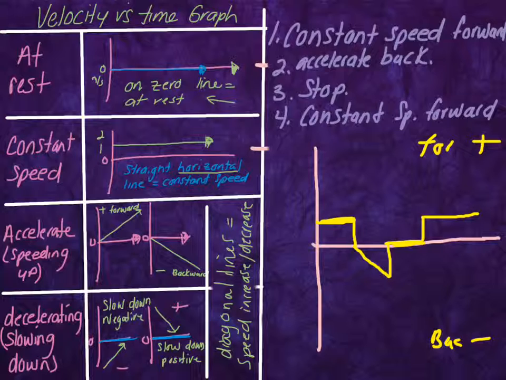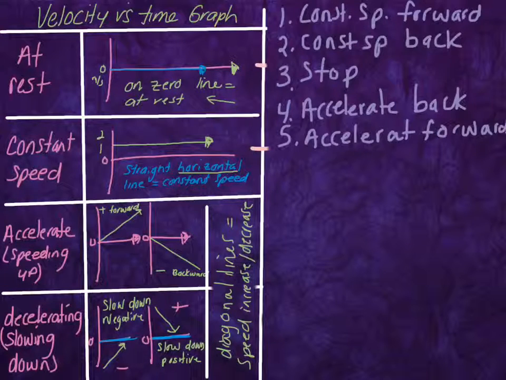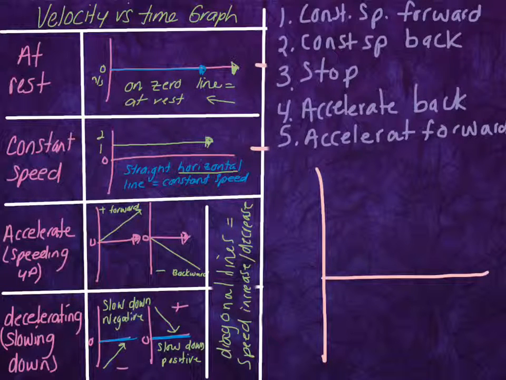Let's do one more. Okay, so now we're going to do this one. This one says constant speed forward. So we're going to look at, here's our constant speed, okay? So constant speed is, and the forward is up here. And I don't want to go that far. Constant speed forward. And then it says constant speed back. So that means we're changing our position. That's why your line is 0. We're going the other direction now. And we're going at a constant speed. And that's why my line is flat.